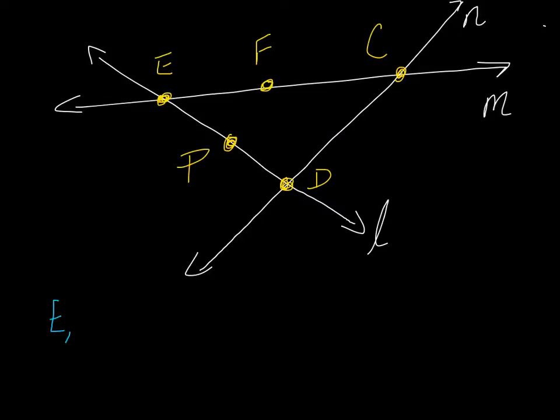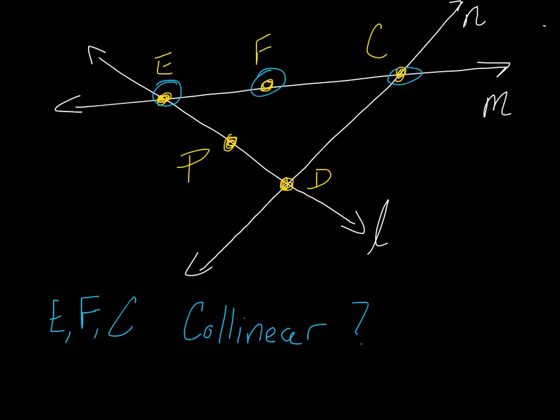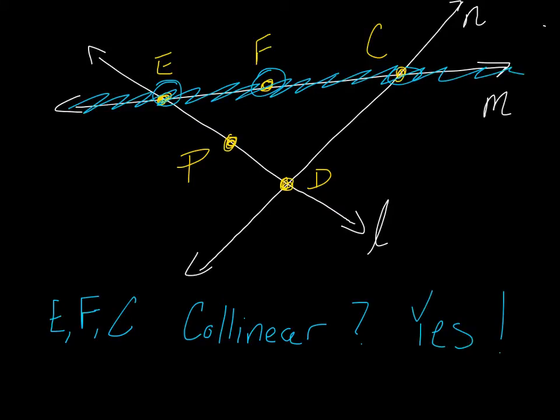Alright, so moving on, we have a little example here. The question is, are points E, F, and C collinear points? Well, let's go ahead and look. There's E, there's F, and there's C. And I could draw one line that hits all 3 of those points. So the answer is yes, they are collinear points. Remember, co and linear, co meaning together, linear meaning line, they are all on the same exact line.